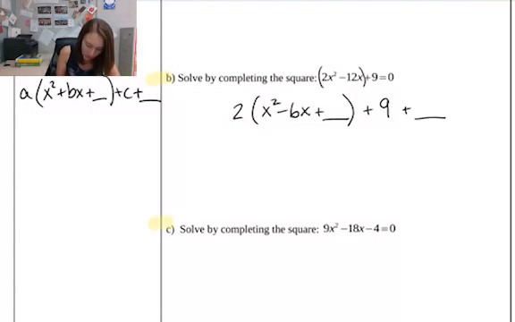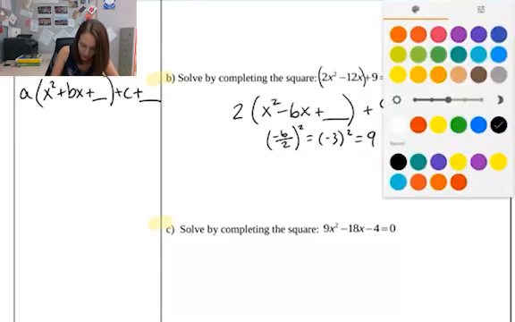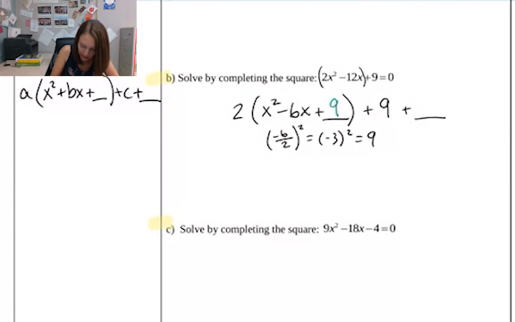Right. And then when we do our b over 2 squared, we're going to use our new b term, I guess, not the original one. So negative 6 over 2 squared is negative 3 squared, which is 9. So I'm not going to rewrite it this time. I'm just going to add 9 here.